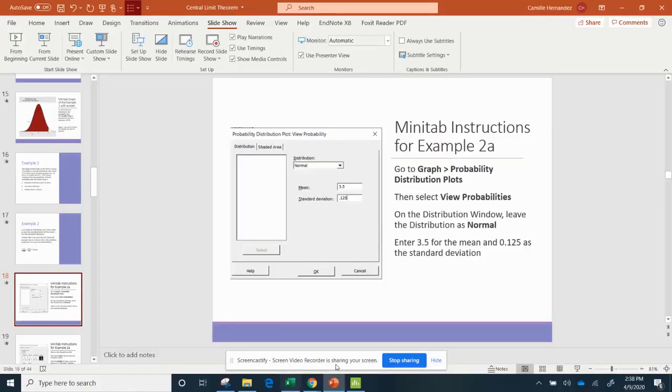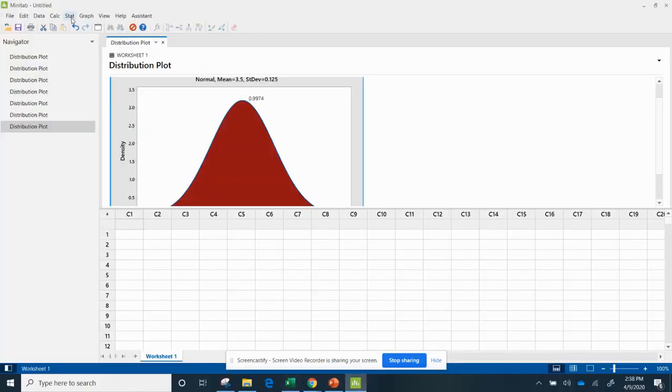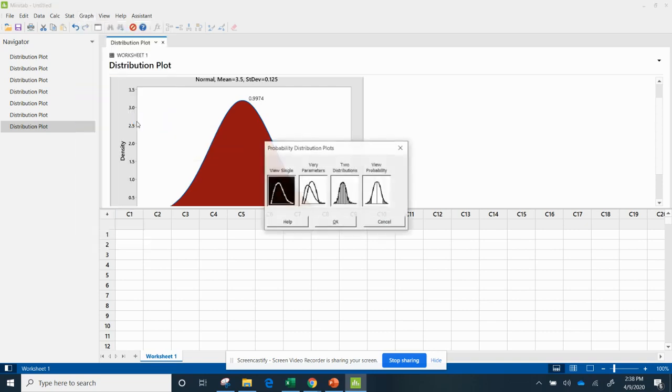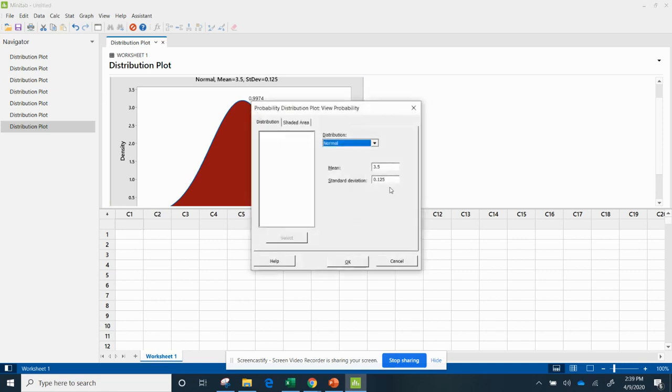All right, so I'm going to do this, and let's go to Minitab. I'm going to go to Graph, Probability Distribution Plots again. I'm going to do View Probability. So I put my mean in and my standard deviation. So that's great. I have everything I need.